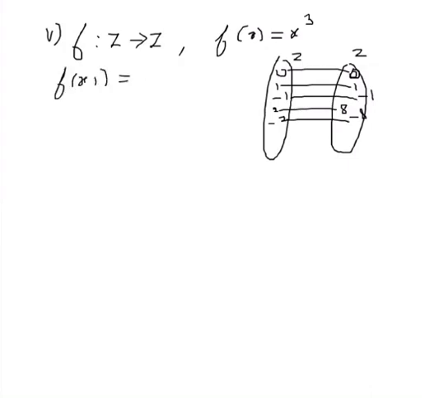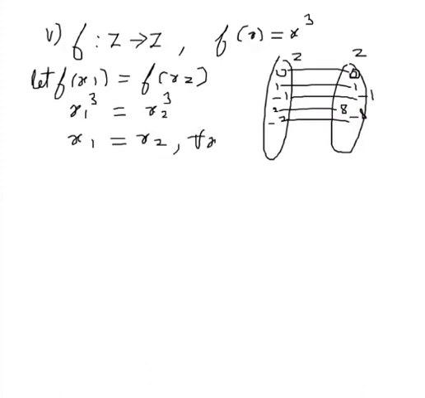Let f of x1 be equal to f of x2. We get x1 cube is equal to x2 cube. Taking cube root on both sides, we get x1 is equal to x2, and it is true for any two elements taken from the first set Z. Therefore, we conclude that f is a 1-1 function.